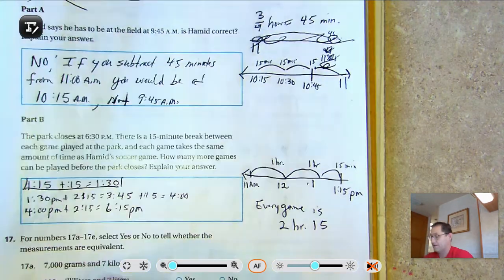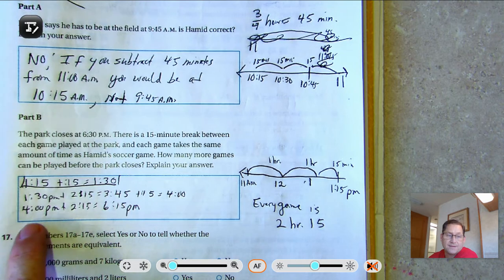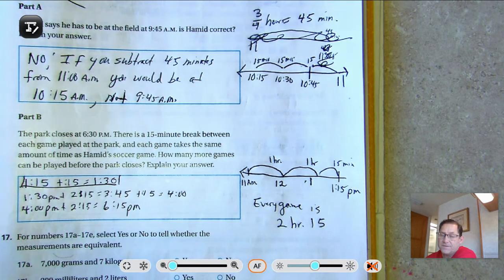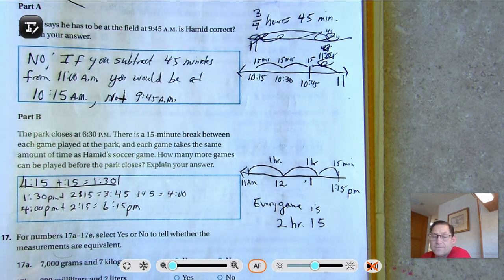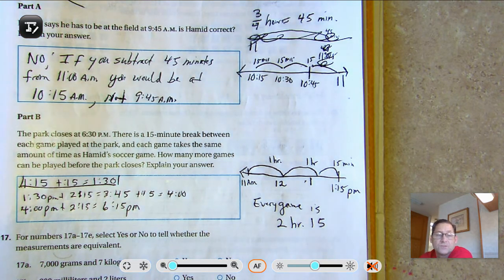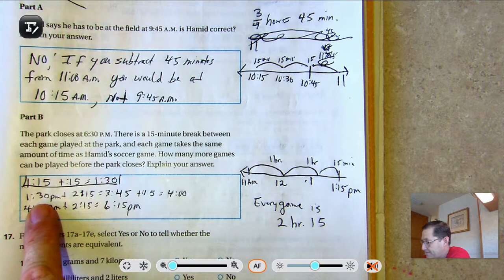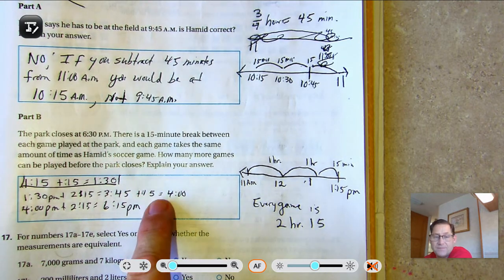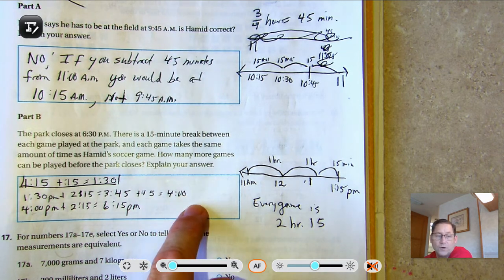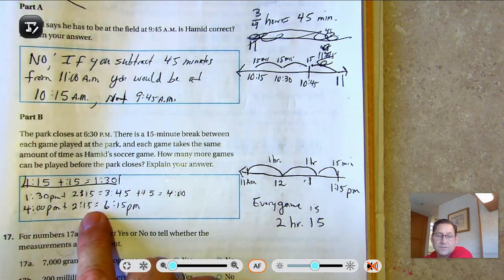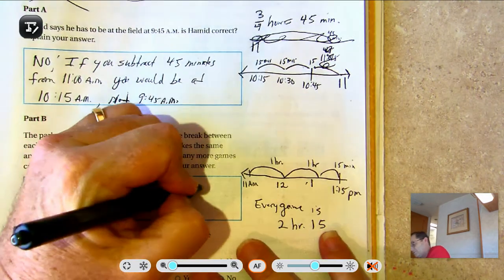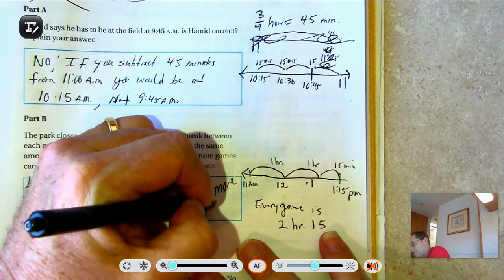Not 3 games. The next game started at 1:30 and then 4 p.m. The 1:30 was the 15-minute break at the end of Hamid's game. So it wants to know how many more games after Hamid's game. So if the next game starts at 1:30, it will end at 3:45. Add a 15-minute break, the next game will start at 4. So 4 plus the 2 hours and 15 minutes for the game, that game will end at 6:15. So 2 more games.